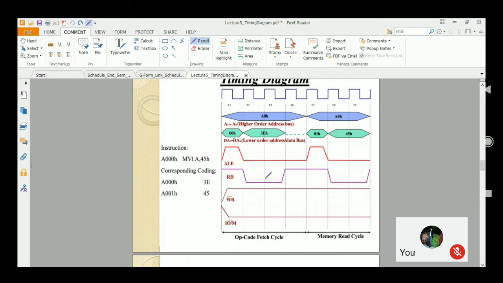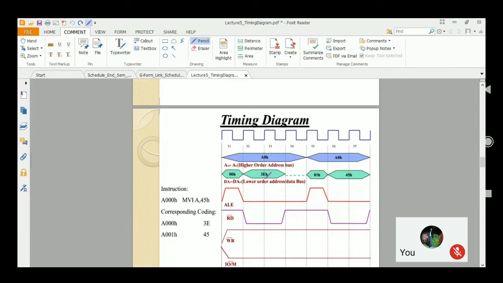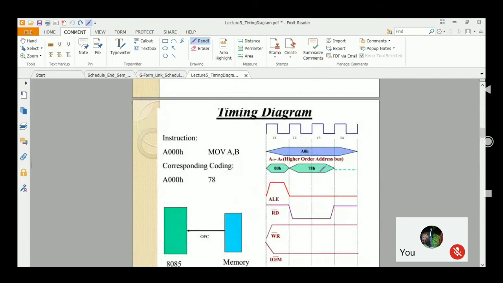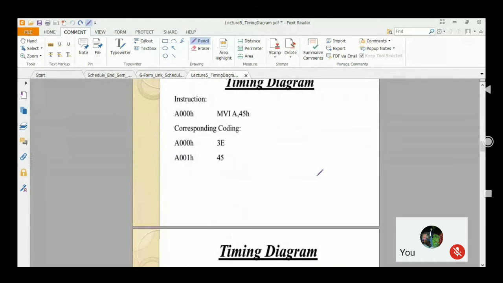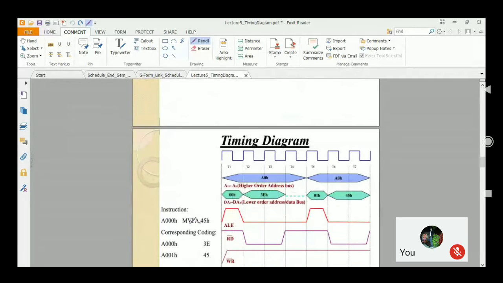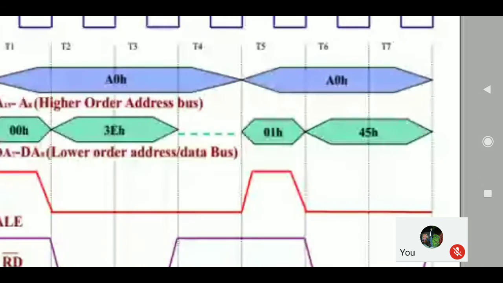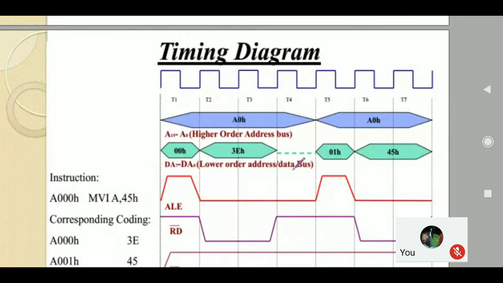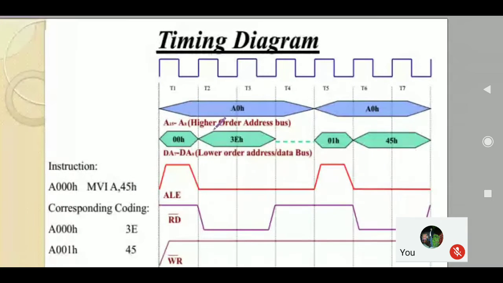Looking at the timing diagram, it seems very complex, but it's not that complex. It's just the first diagram, and this is just the replication of the different one. Just remember for an MVI instruction how many cycles: first the four-cycle opcode fetch, next the three-cycle read operation. You have to remember all that. Otherwise the way of drawing is the same.